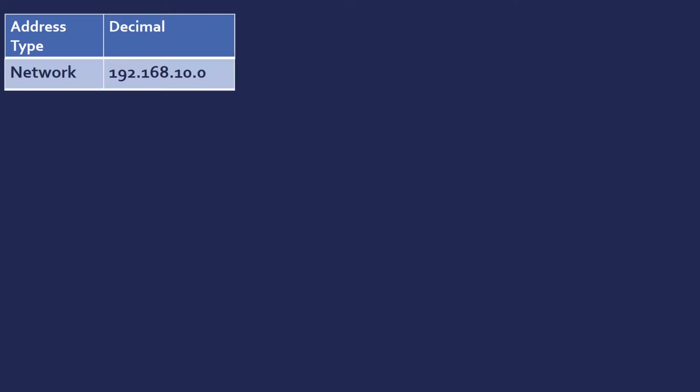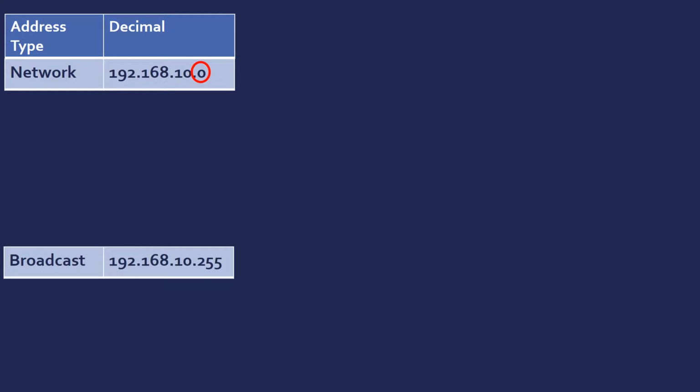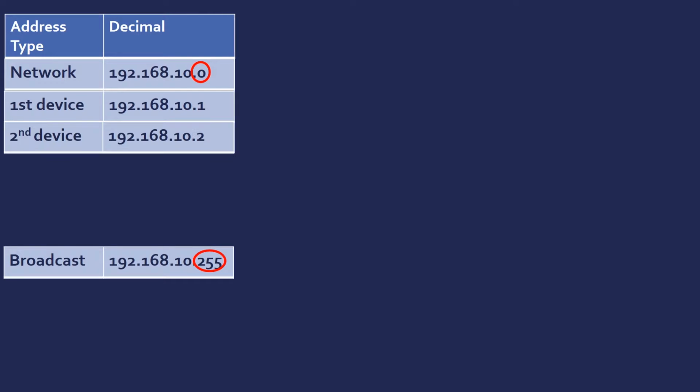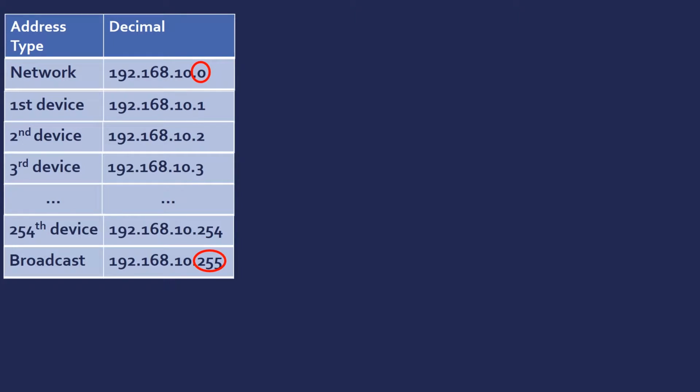Okay, so what addresses are available in this network? Well, the first address we've seen is the network address. This address is used to represent the entire network. The network address has a 0 in the host portion. When the host portion is 255, this is the broadcast address. This is the address that is used when you want to send a message simultaneously to all hosts on the network. All of the addresses in between the network and broadcast addresses can be allocated to devices on the network, such as computers and printers.